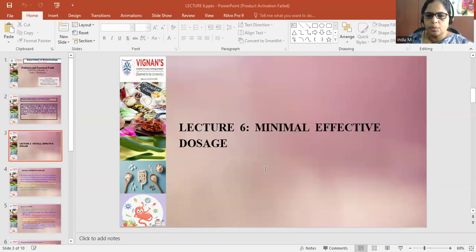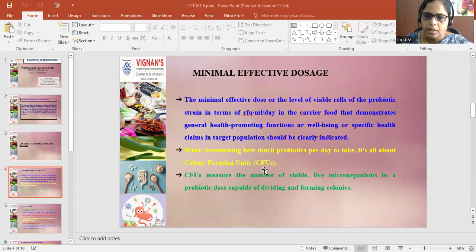So today we'll see the topic that is the minimal effective dosage. While we are prescribing the probiotic organisms, what is the effective dose or minimum effective dose we need to give to the patients? Here the minimal effective dose is the level of viable cells of the probiotic strain, in terms of colony forming units per ml per day in the carrier food, that demonstrates the general health promoting functions or well-being or specific health claim in the target population, and it should be clearly indicated on the label.